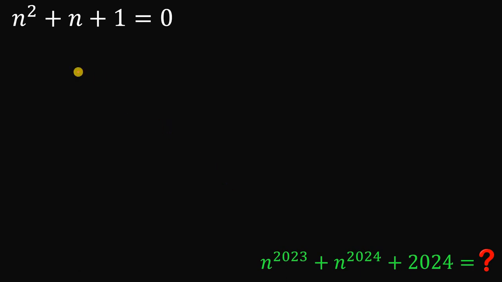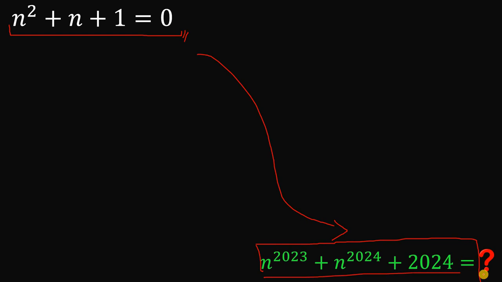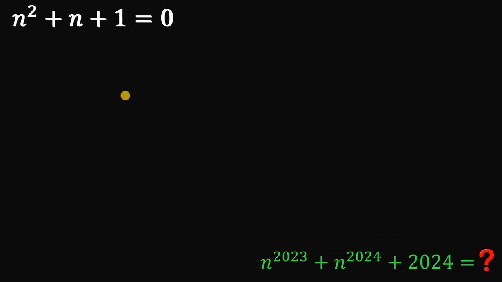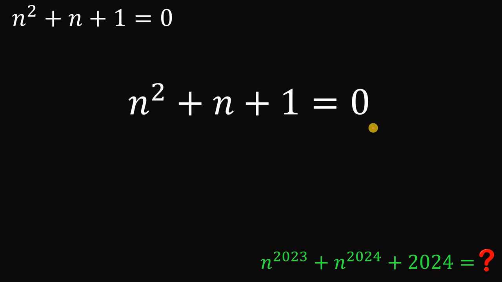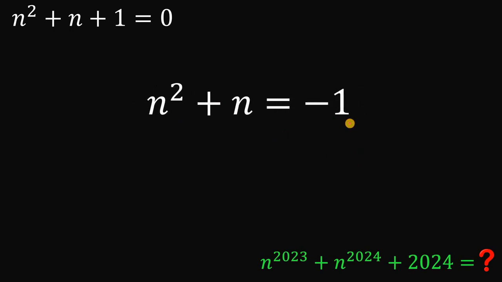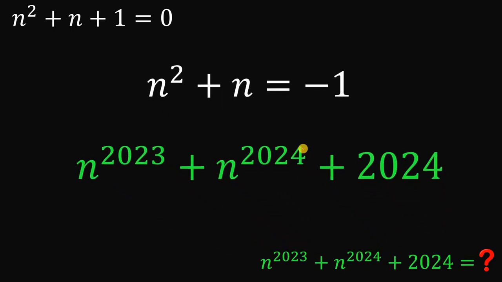Alright, so given this single equation, we have n squared plus n plus 1 equals 0. Then we want to find the numerical value of n raised to 2023 plus n raised to 2024 plus 2024. Alright, so to answer this question, what we're going to do is, of course, to use the given equation. We have n squared plus n plus 1 equals 0. Now, take note, if we subtract 1 on both sides, we get that the value of n squared plus n must be equal to negative 1. Now, we will use this value. So, let's get the expression that we want to evaluate.